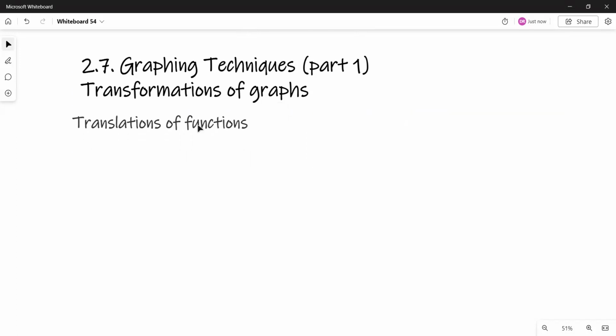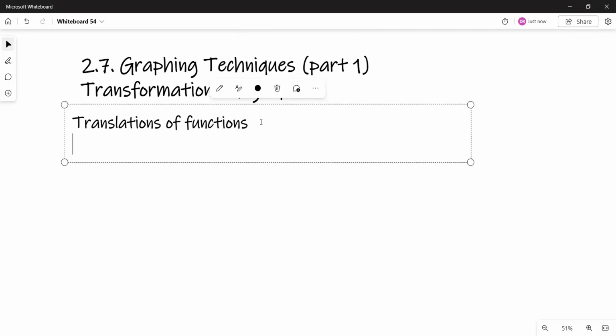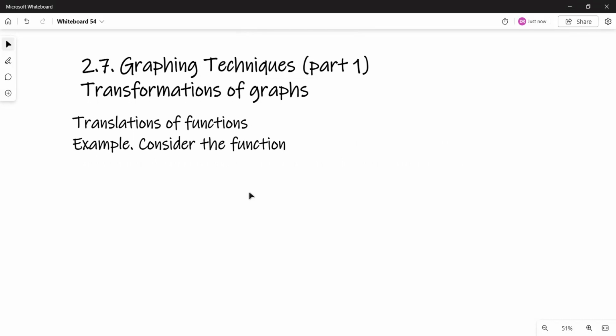I'm going to use some of the basic functions that I covered in the last section. I'm going to start working with the squaring function. So let's consider the function f of x equals x squared. I'm sure you remember the graph.